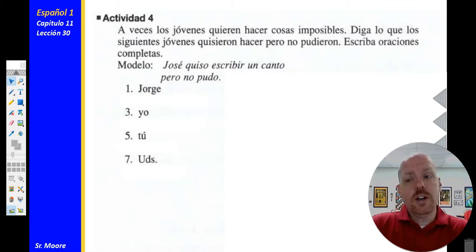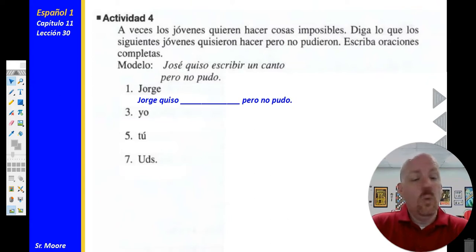As always, mark your corrections in red. Número 1, Jorge quiso whatever, pero no pudo. You can put whatever you want in there. Jorge wanted to do something, but he couldn't. We could say, Jorge quiso preparar la comida, pero no pudo. Jorge wanted to prepare the meal, but he couldn't.